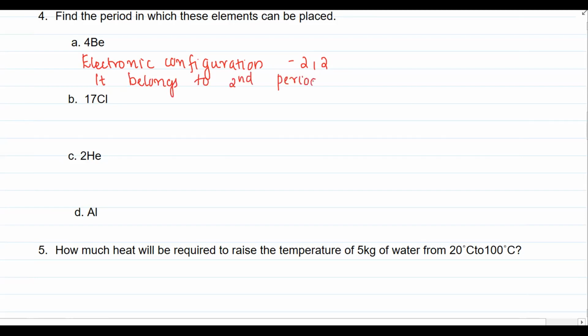So how to check? We have to write the electronic configuration, and if 2 shells are there, it belongs to second period. If 3 shells are there, it belongs to third period. Like that we have to find out. Next is chlorine. Atomic number is 17. So electronic configuration is 2, 8, 7. It consists of how many shells? 3 shells are there. Therefore, chlorine belongs to third period.